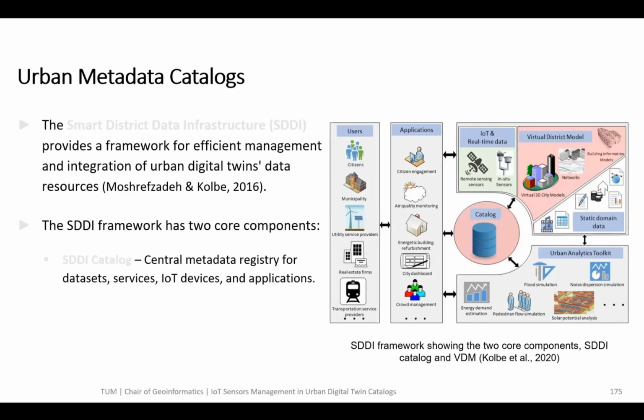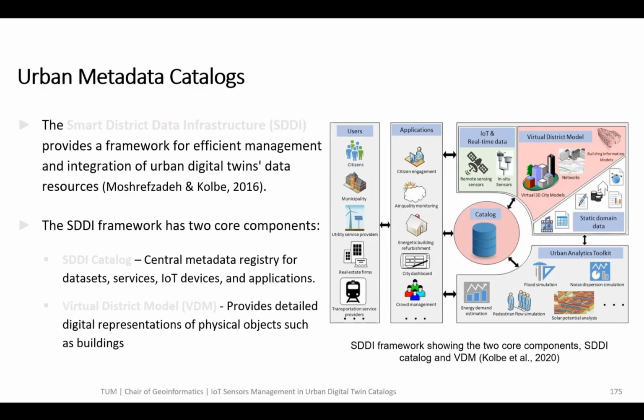The first component is a catalog, the SDDI catalog. This enables you to register all the data sets and tools that you have to help you create urban digital applications. You could also register your IoT devices and IoT services, to help users know that you have this data in the city and they can use this data for their own tools.